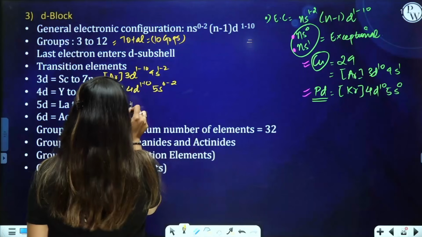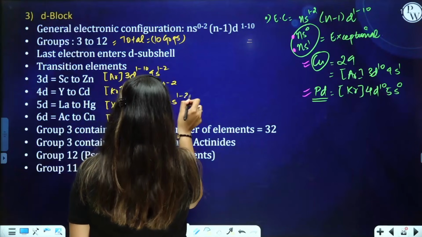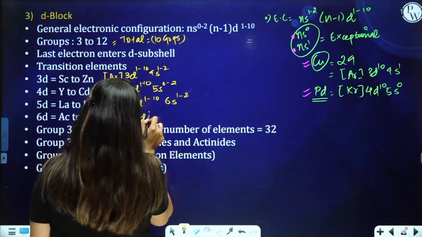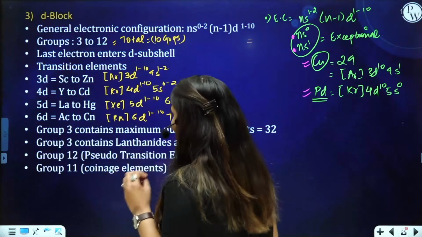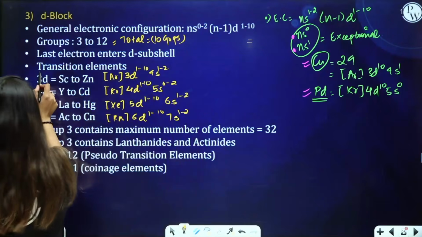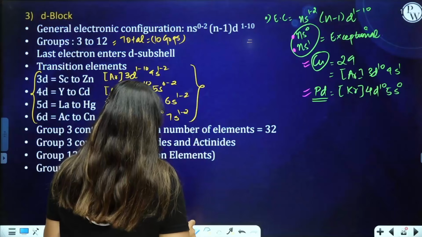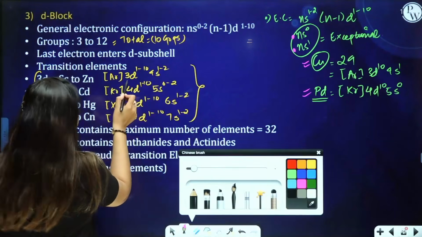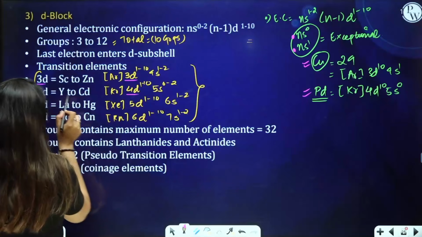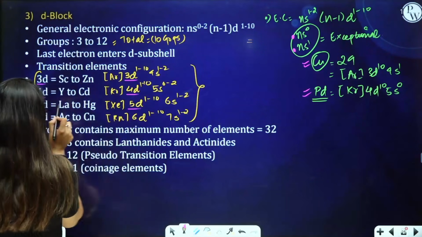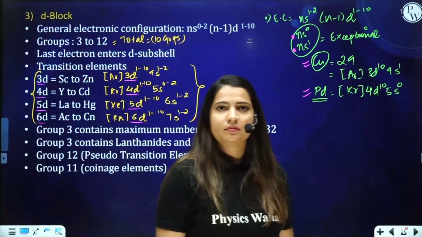After that we have 5d 1 to 10, 6s 1 to 2. Then we have 6d 1 to 10 and 7s 1 to 2. You can easily understand why I am writing this 3d, 4d, or 5d number. The d electrons enter the 3d, the 4d, the 5d, the 6d. So these are the numbers.